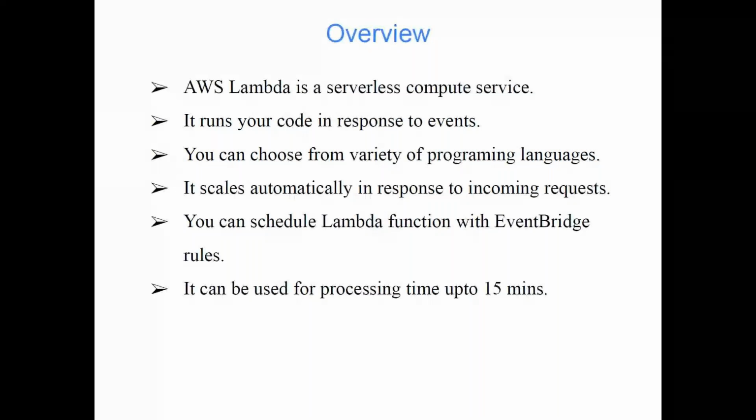So you can choose from a variety of programming languages. When you are writing your Lambda code, you can choose whether you want to use Java or Scala or Python or Node.js and many more programming languages. It scales automatically in response to incoming requests. Suppose your Lambda is running and behind the scene, it will start a small server. That is not your concern. AWS will start a small server in order to execute your code.